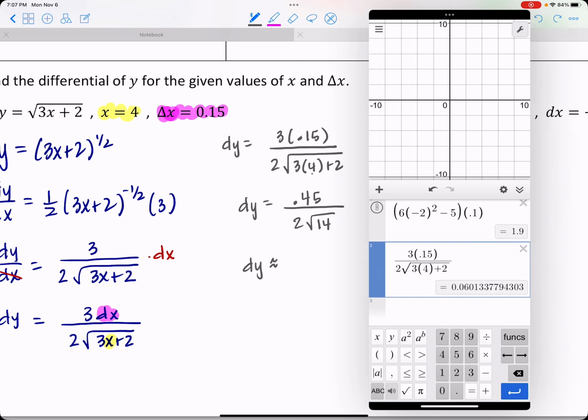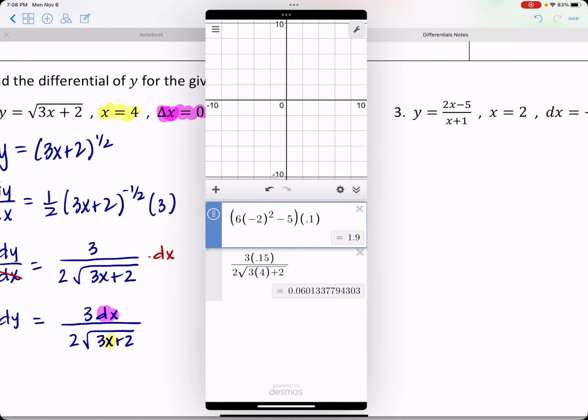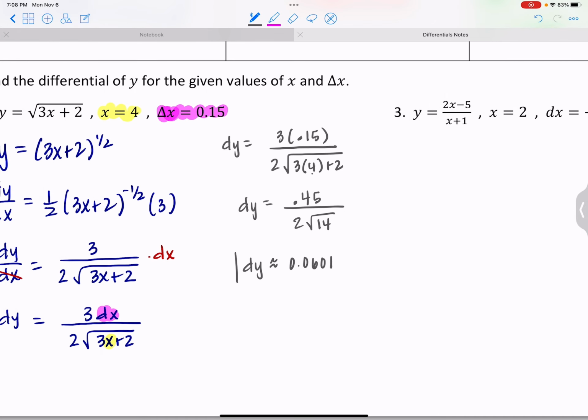Okay, so we're looking at a change in y of approximately 0.0601. I mean, I could keep going. That's probably going to be good enough. I'd say running to the thousands, 10,000s place. It kind of just depends on how your decimal looks. Like, if there were a bunch of zeros, we probably want to keep 3 or 4 significant digits in there. But this looks good to me. So that is our differential of y for this particular problem.